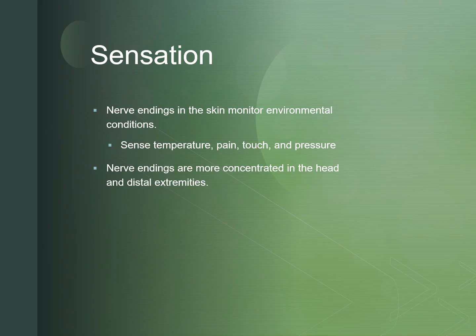So the skin is also a major sensory organ. It contains nerve endings that detect environmental changes. So we have types of sensation with temperature, hot and cold, pain, touch, and pressure. And these sensations are really critical for our protective reflexes, like pulling away from heat.